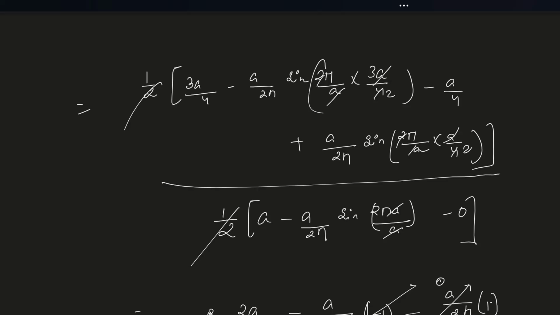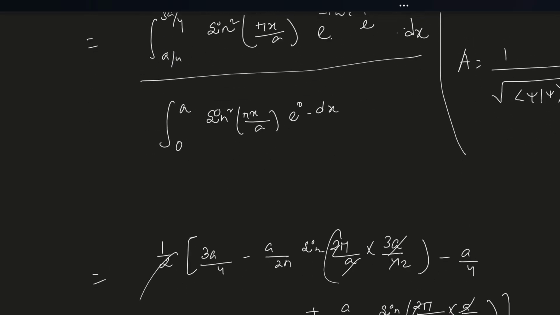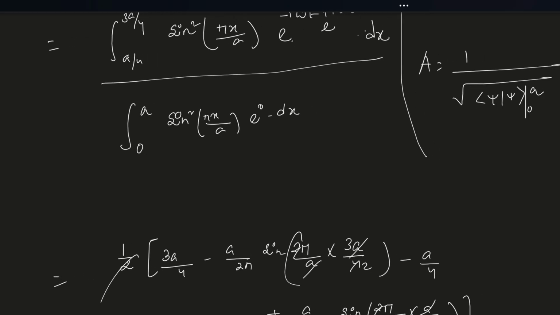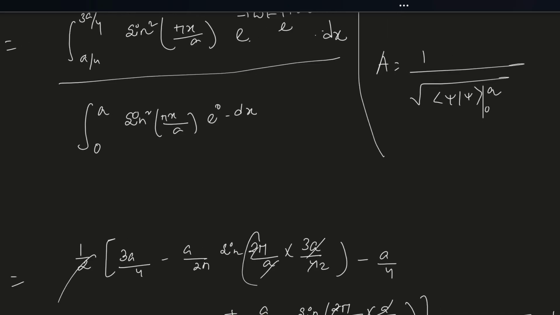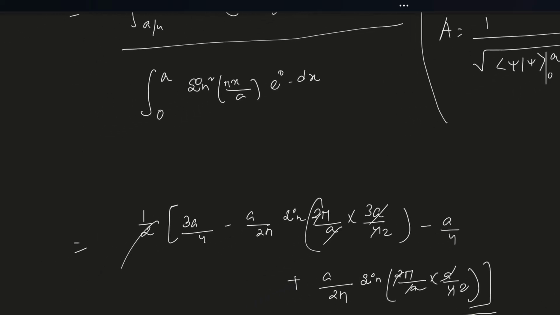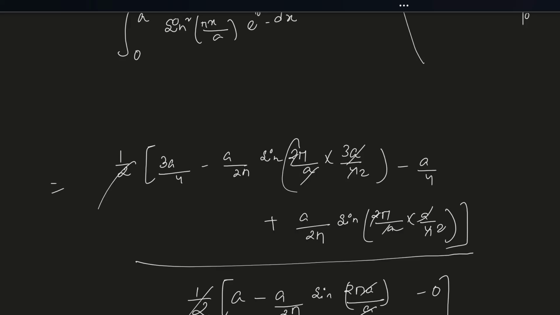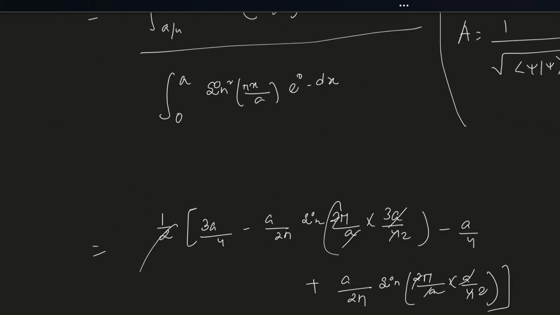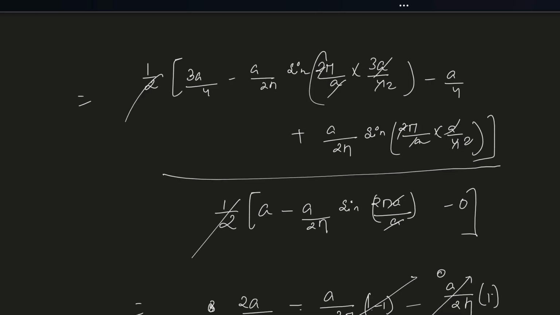Okay, hold on a second. So 3A by 4, and then half. I think I have made a sign mistake. So this is 3A by 4 minus A by 2 pi into sine 3 pi by 2, which is minus 1, of course.